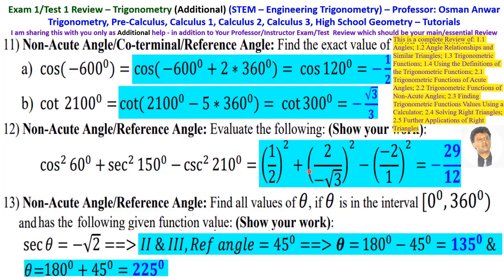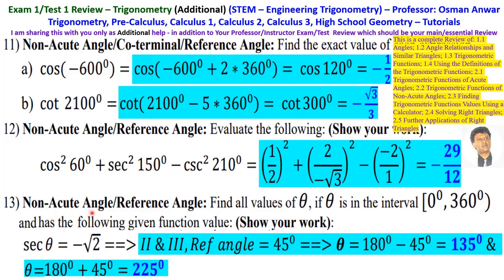Then squared. Minus cosec 210. Cosec 210 is in the third quadrant, and its reference angle is 210 minus 180, which is 30 degree. And cosec of 30 degree is 2 over 1. And it is in the third quadrant, it is negative, squared. Then this is 1 over 4 plus 4 over 3 minus 4, which is minus 29 over 12.